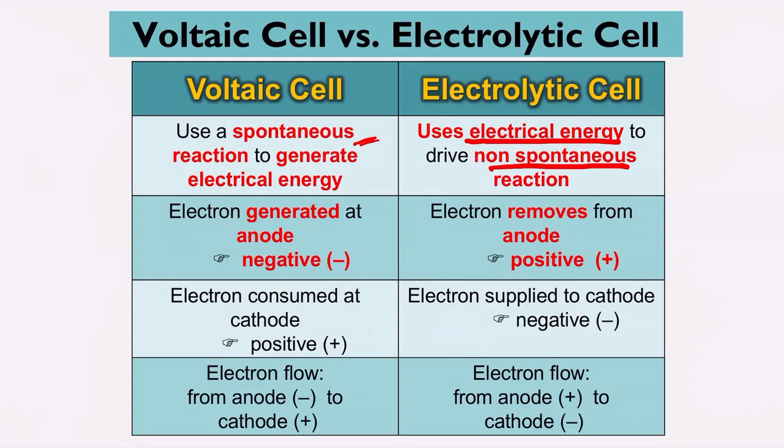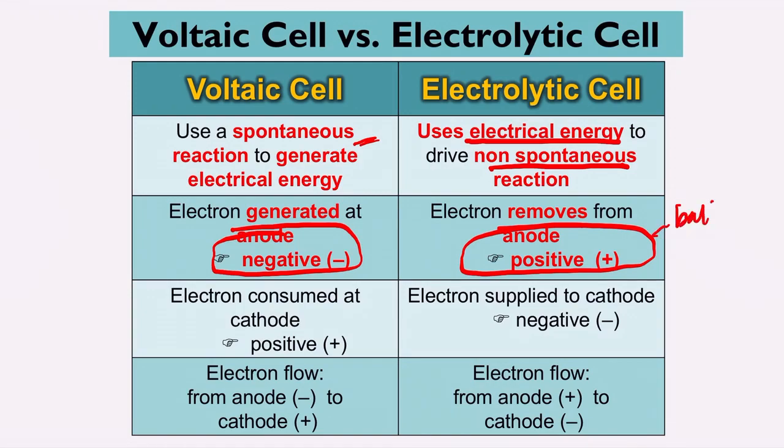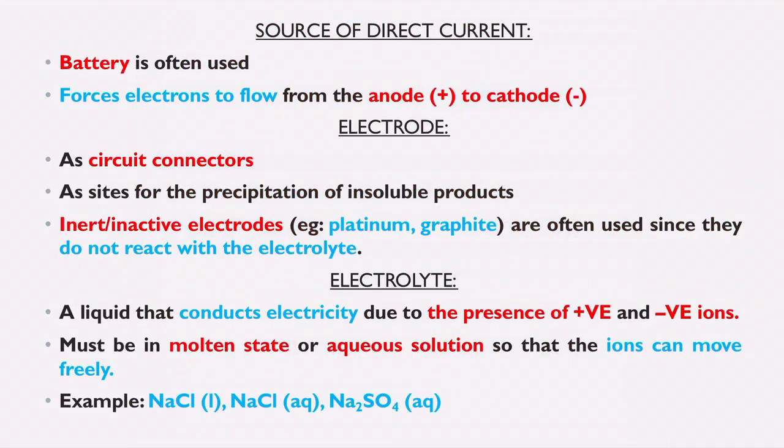So, read it. Basically, remember one thing: in voltaic cell your anode is the negative terminal, and then in electrolytic cell your anode is your positive terminal. It follows the battery. And then your electron is supplied to cathode, while in voltaic cell your electron is consumed at cathode. But your electron flow will always be from anode to cathode.